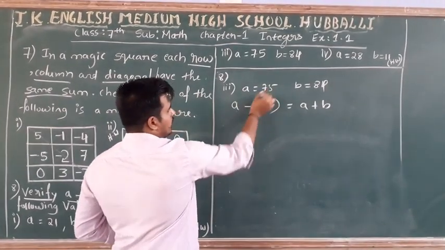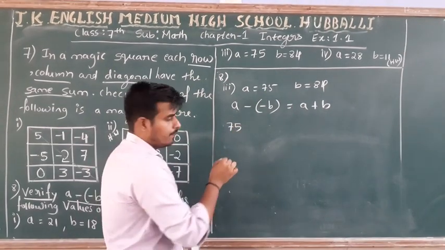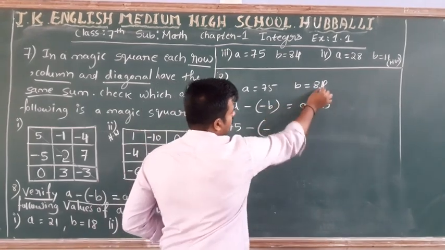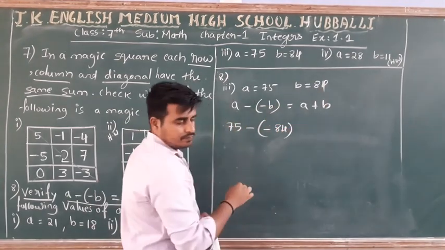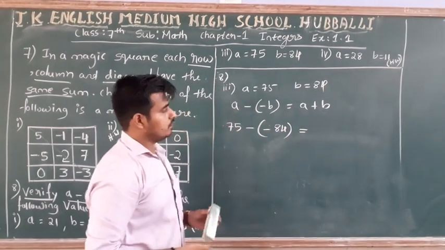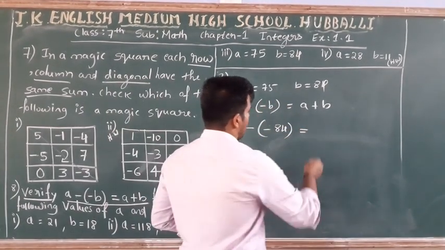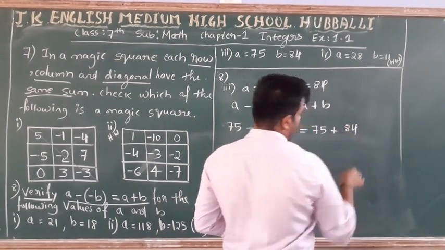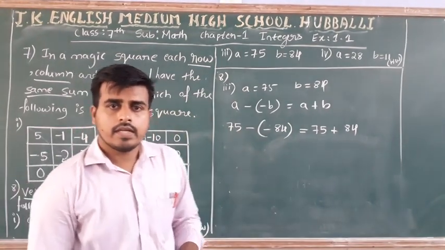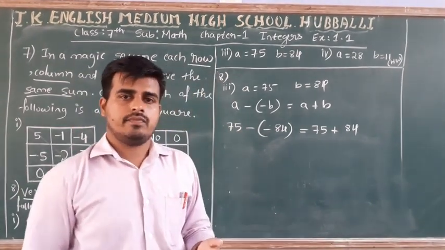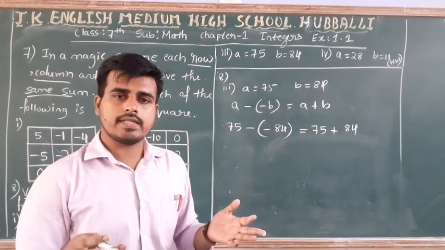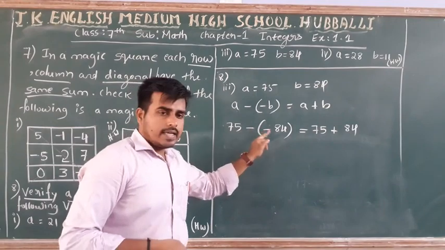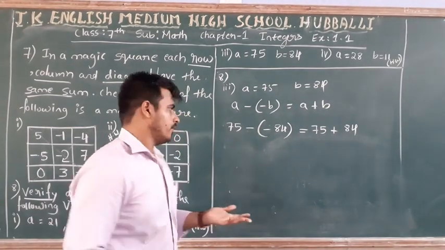Substitute. A is given 75, minus as it is. This minus as it is. B is what? 84, equals to A is what? 75. This plus as it is. B is 84. Next step is to open the brackets. Wherever brackets are present, just open them. How to open it? Multiply the outer sign with the inner sign. Then you can open the bracket.